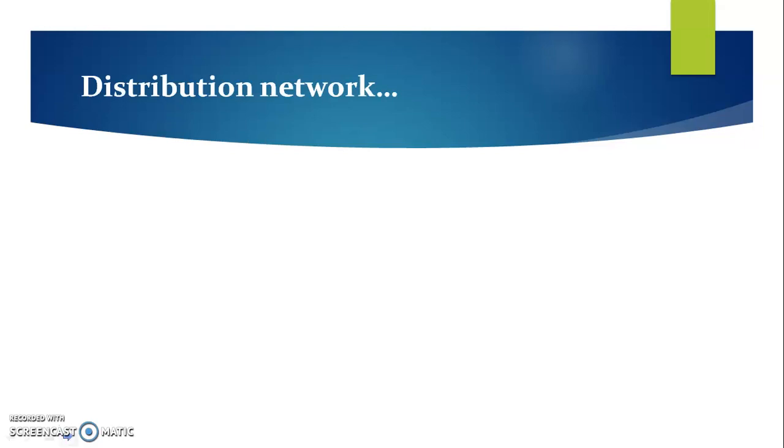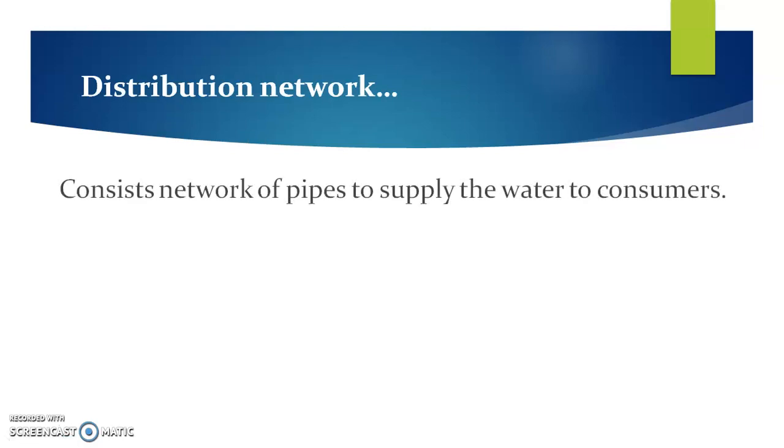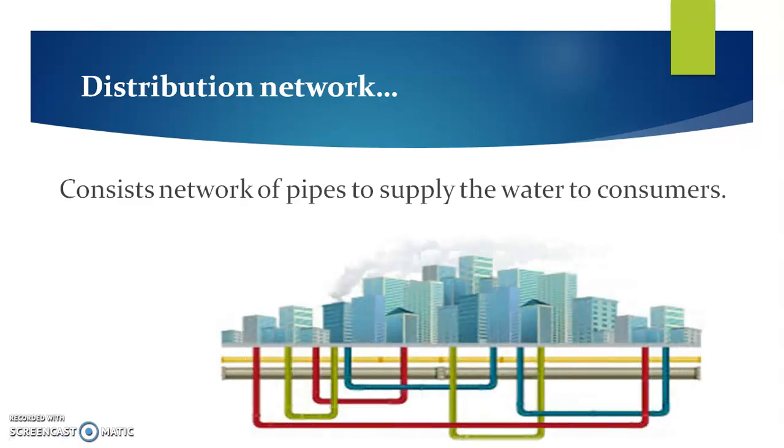And last is the distribution network. Distribution network consists of a network of pipes to supply the water to the consumer. This network of pipes consists of different pipes of different diameters. These pipes essentially convey the water from the different storage tanks to the consumer. This distribution network consists of not only pipes but also different service reservoirs and different valves to control the flow of the water.